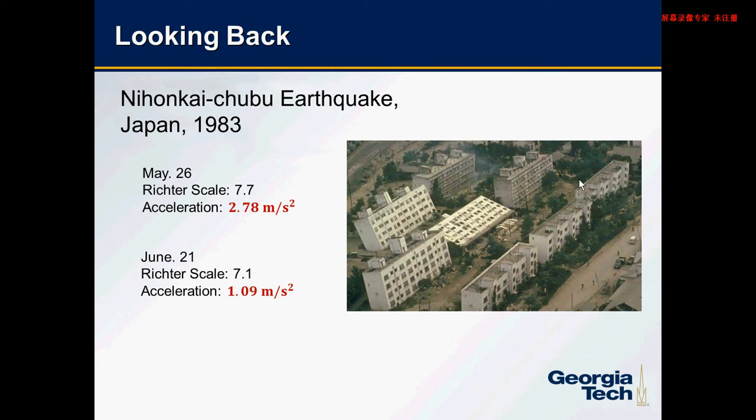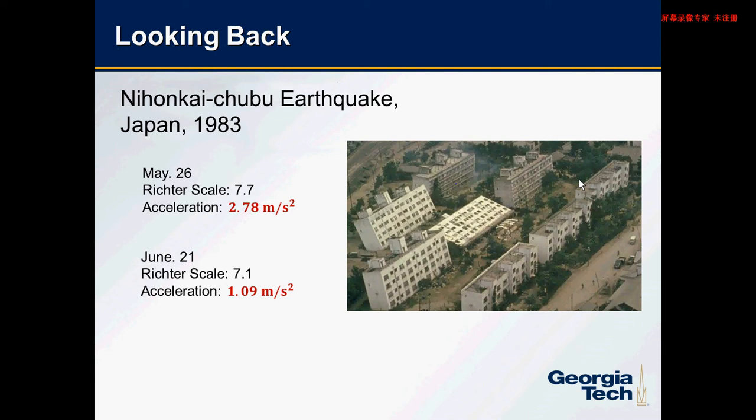However, in the Nihonkai Chubu earthquake, 1983, the main shock hit Omori with a magnitude of 7.7 and an acceleration of 2.78 meters per second squared. It caused a large area liquefaction.